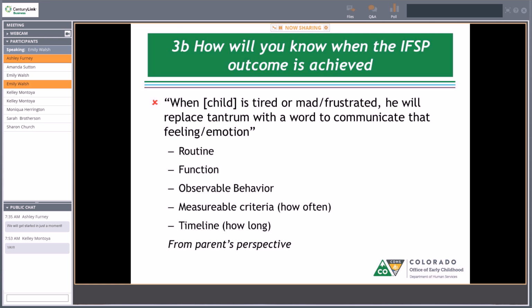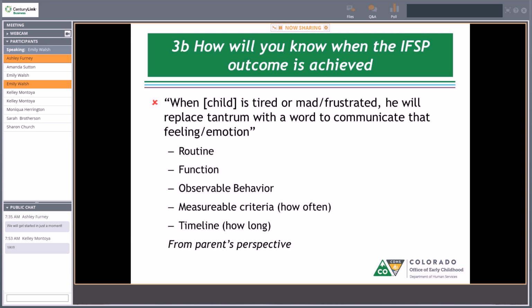And now we want to give a measurable criteria. So how often do we want to see this behavior? So these last two pieces, we're looking for anyone, and it's okay, you're not going to be wrong if you throw something out, but these last two in particular is definitely where we're seeing these being left off. So we wanted to call them out, and we put a little hint in there that the measurable criteria is how often.